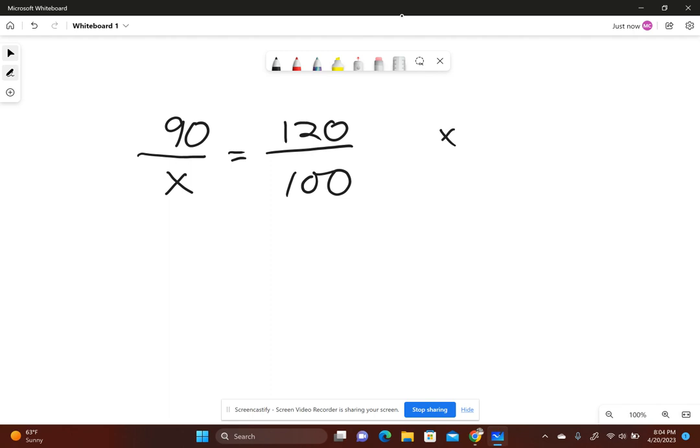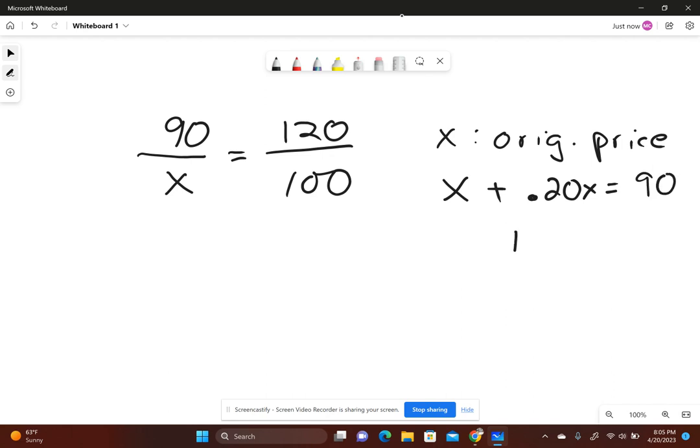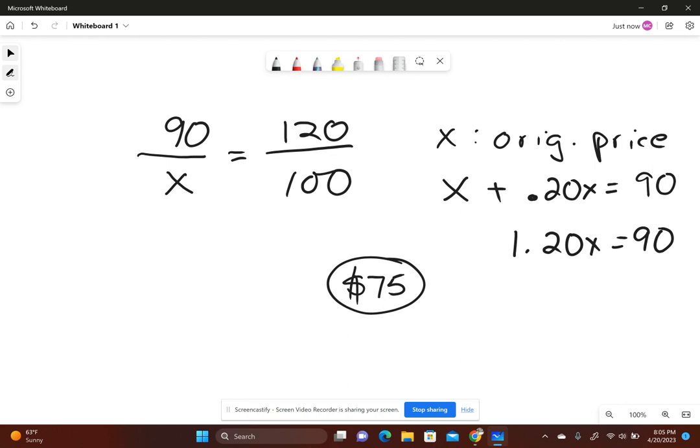So another way to do it is to say x is the original price. I pay the original price plus I pay 20% of the original price, and then that came to 90. So that would be 1.20x equals 90. And in both cases, when you solve, you get $75.